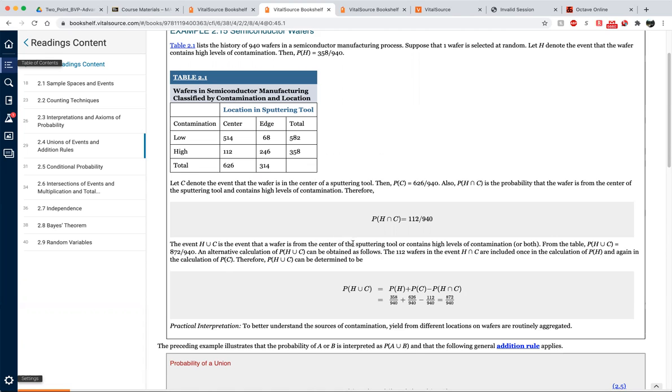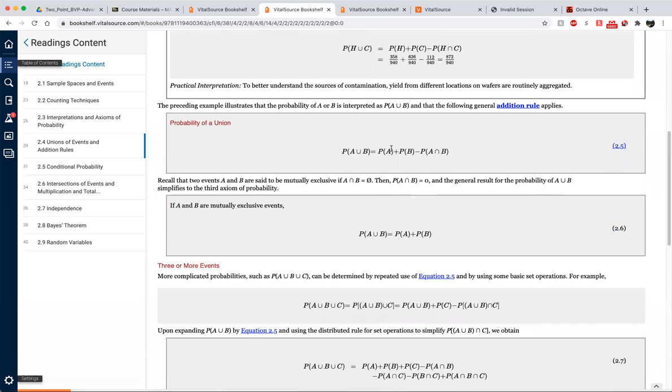So when we think about the probability of H union C, we have to calculate it like this: probability of H plus probability of C minus probability of H intersection C. Keep in mind we got P of H, P of C, and P of H intersection C, right here, right here, and right here. Plugging those fractions into the formula, we get 872 over 940.